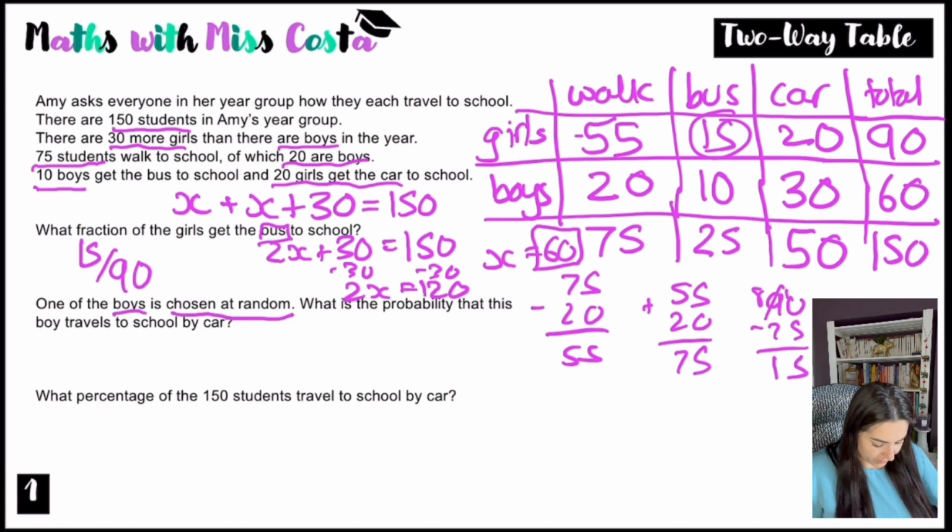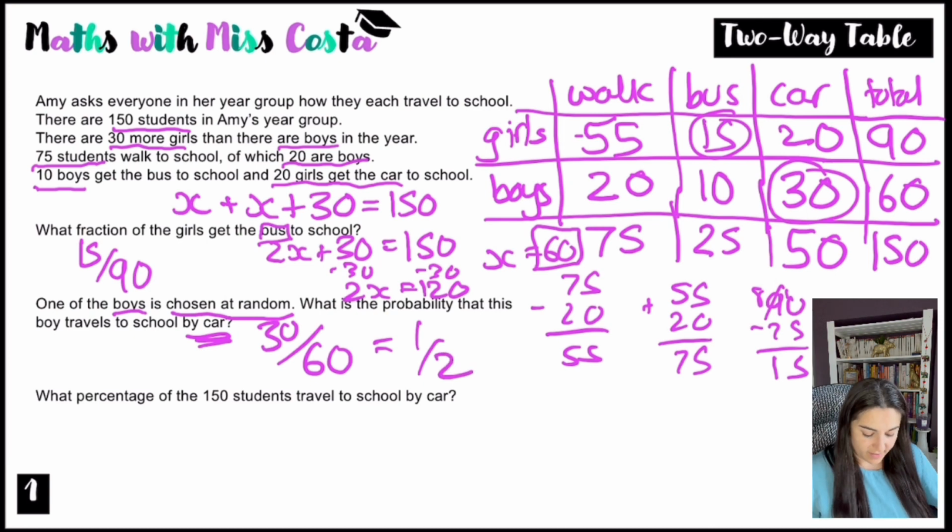Now, one of the boys is chosen at random. So one of the boys, so there are 60 boys in total. So my probability will be out of 60. What is the probability that this boy travels to school by car? How many boys travel by car? 30. So that's 30 over 60. I can simplify that because that's a half. That's probability.